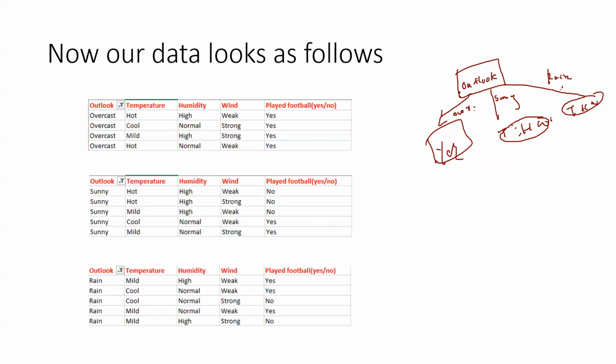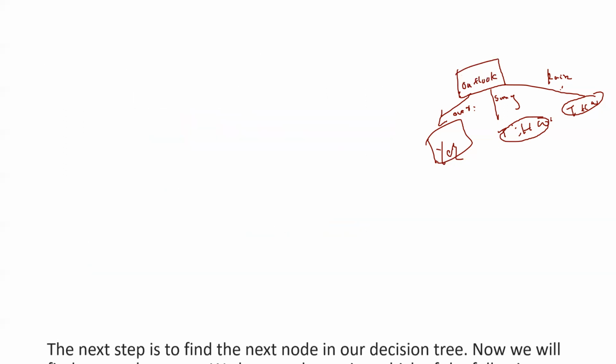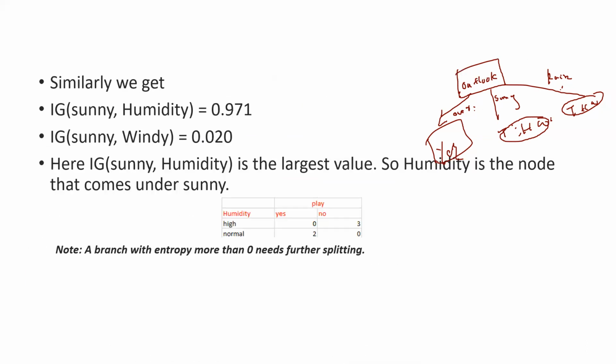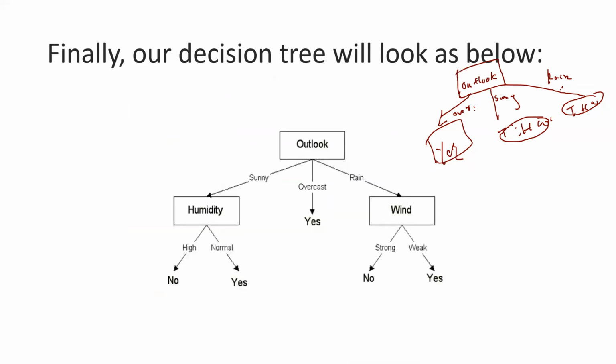In outlook overcast, directly it was yes. There is no chance for us to split. There is nothing like yes or no, nothing like A, B, C. There is only A, only B, only C. Then stop. Or if it is only one value, then stop, just like overcast. Till that point, we keep on calculating the values like this. So our tree further would look something like this finally.